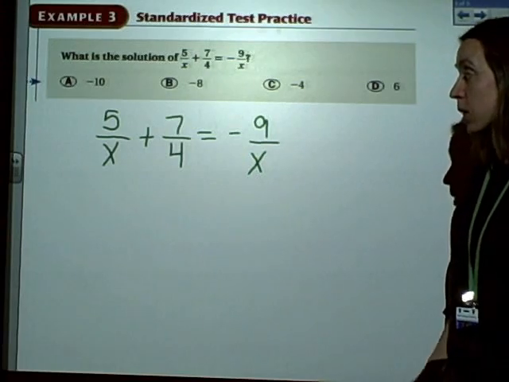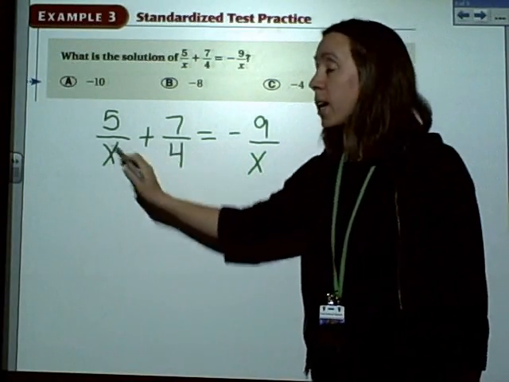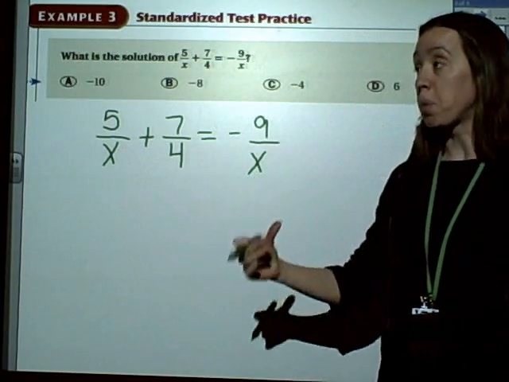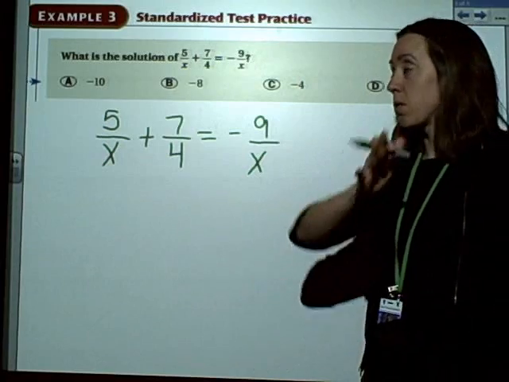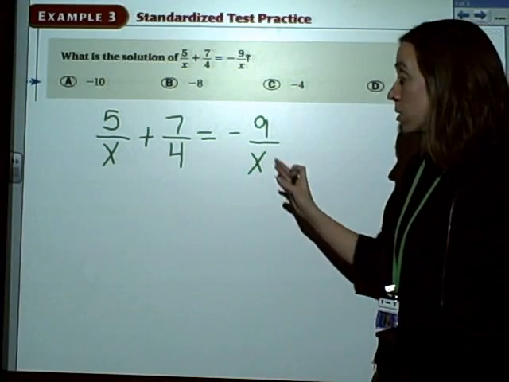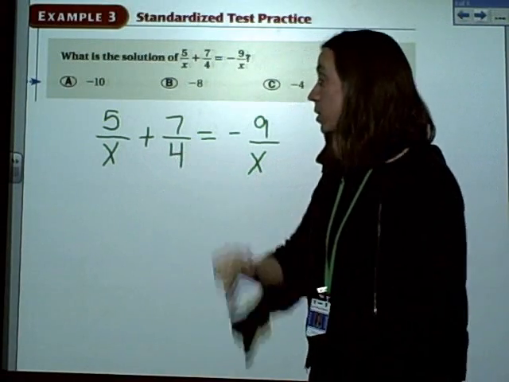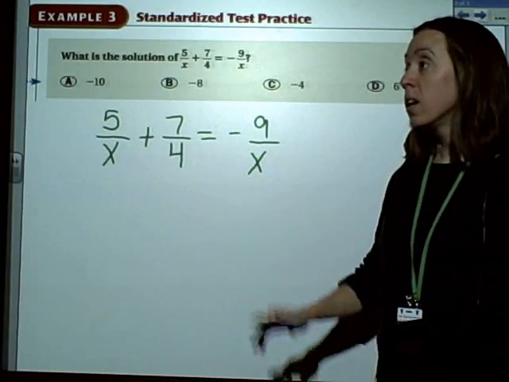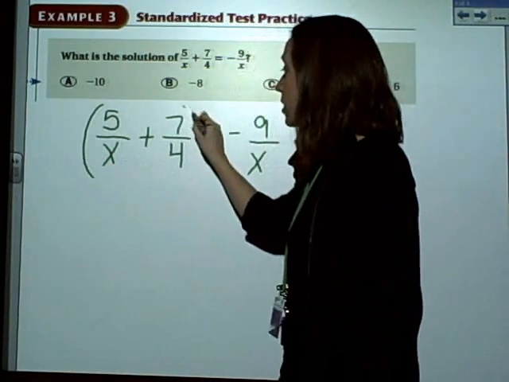For this one, we're going to look at our denominators. Okay, I have a 4 and an x. I want to multiply both sides by the least common denominator to get rid of those fractions because we don't like them, they make life difficult. So to figure out the least common denominator, I'm going to take both denominators, 4 and x, and multiply them together. I get 4x. That is my least common denominator.